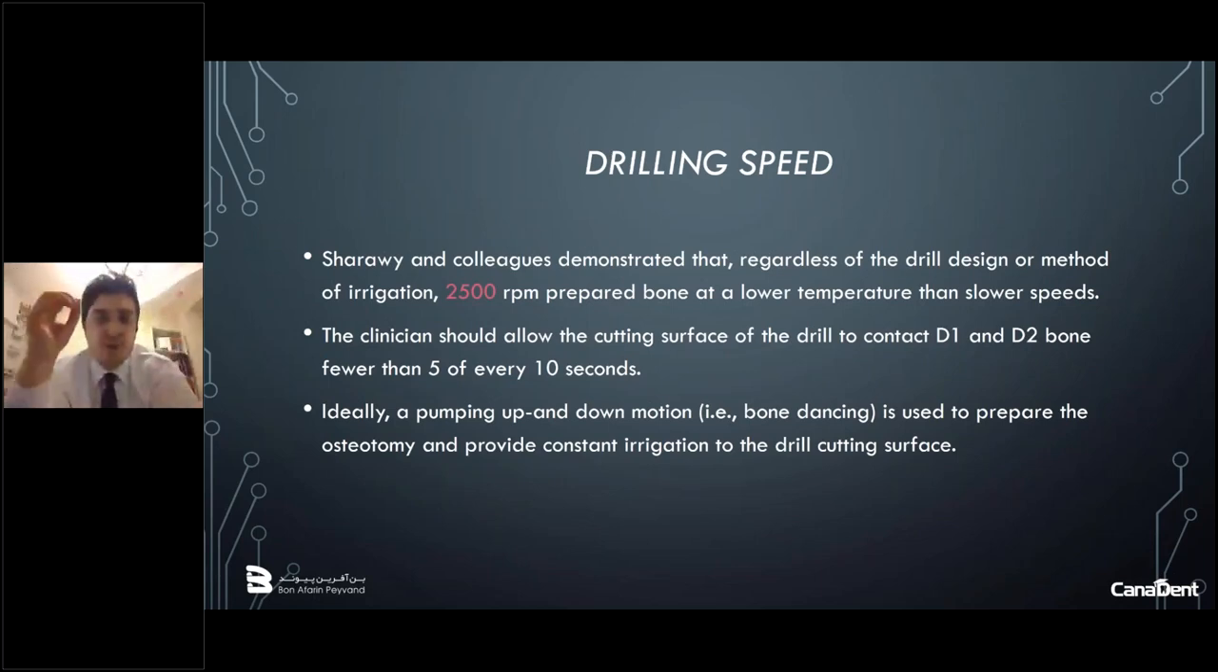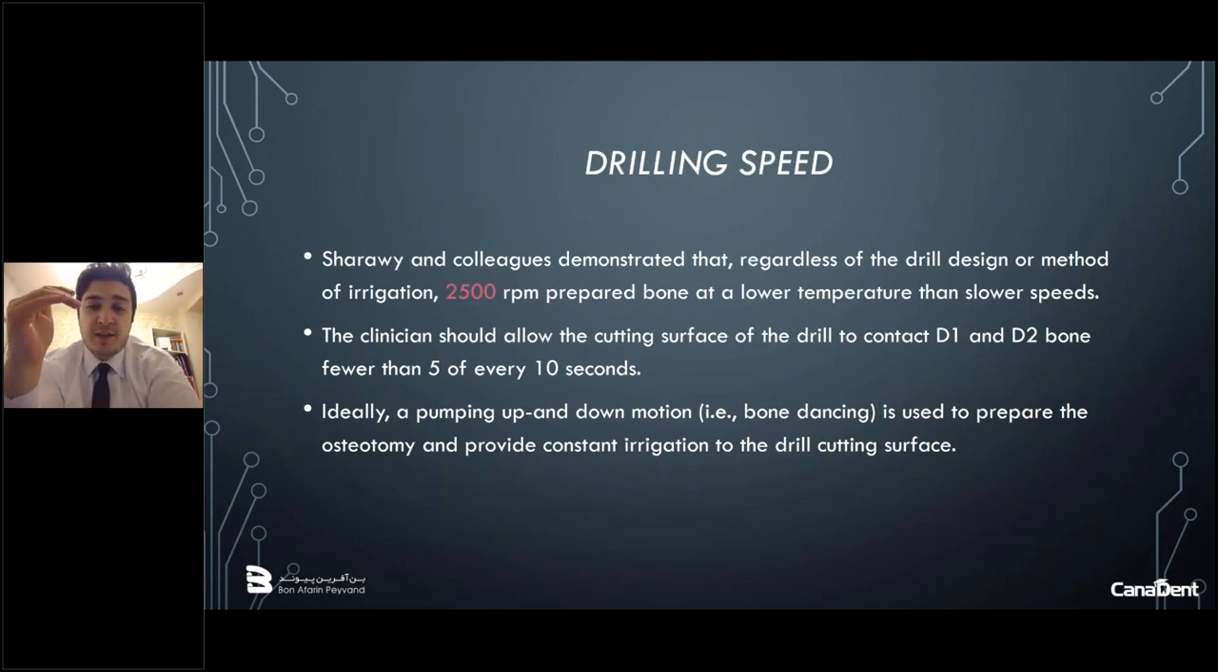The other thing that we must keep in mind is the drill method. You must always know that we must not put the drill over the bone and start pushing it until it goes into the proper depth. We must only have 5 seconds in each 10 seconds of contact between the drill and the bone.